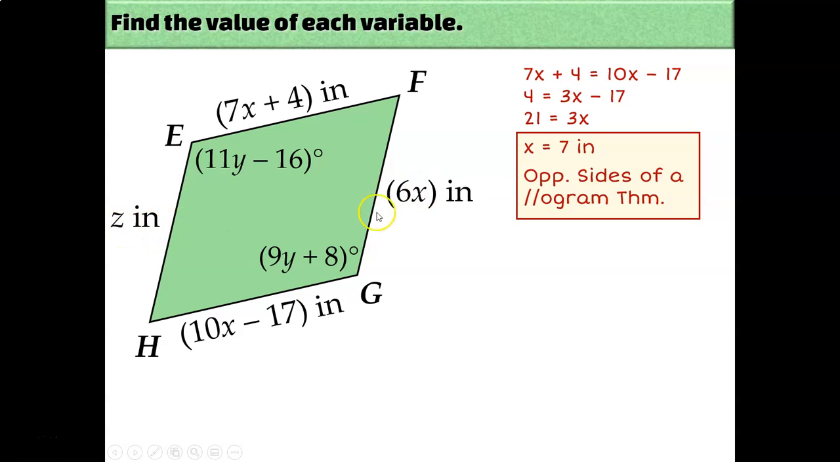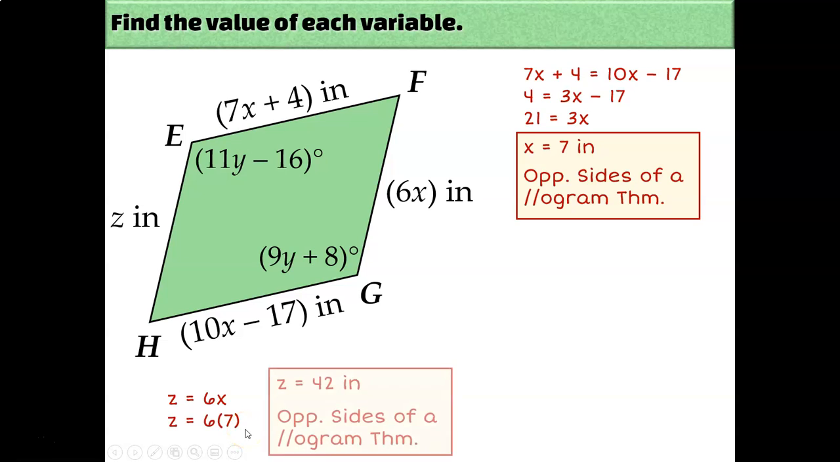Z is the opposite side to this 6x, so I would set z equal to 6x. But that's 2 different variables. I can't solve an equation that has 2 variables, so I'll take that 7 and plug it in. So z has to be 42 inches because of the opposite sides of a parallelogram theorem.